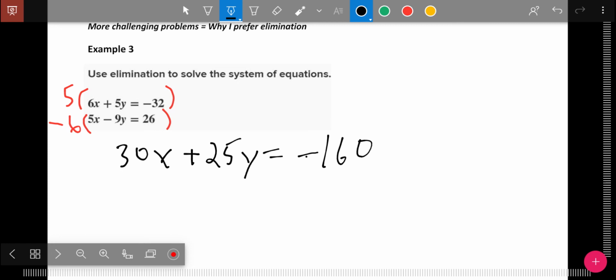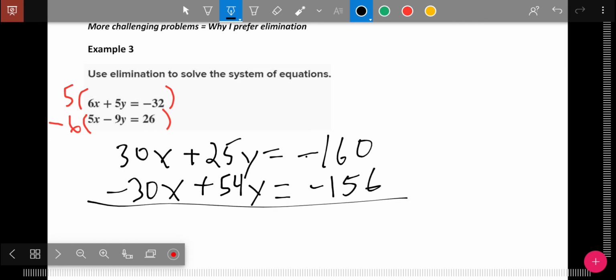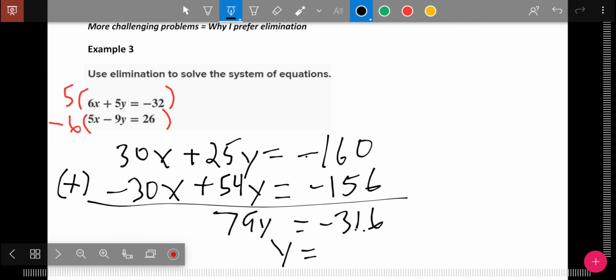On the bottom one, negative 6 times 5 is negative 30x. Negative 6 times negative 9y is positive 54y. And negative 6 times 26, grab that calculator. Negative 6 times 26 is negative 156. I add these up now. The x's cancel. This becomes 79y equals negative 316. I divide by 79. Negative 316 divided by 79 is negative 4.